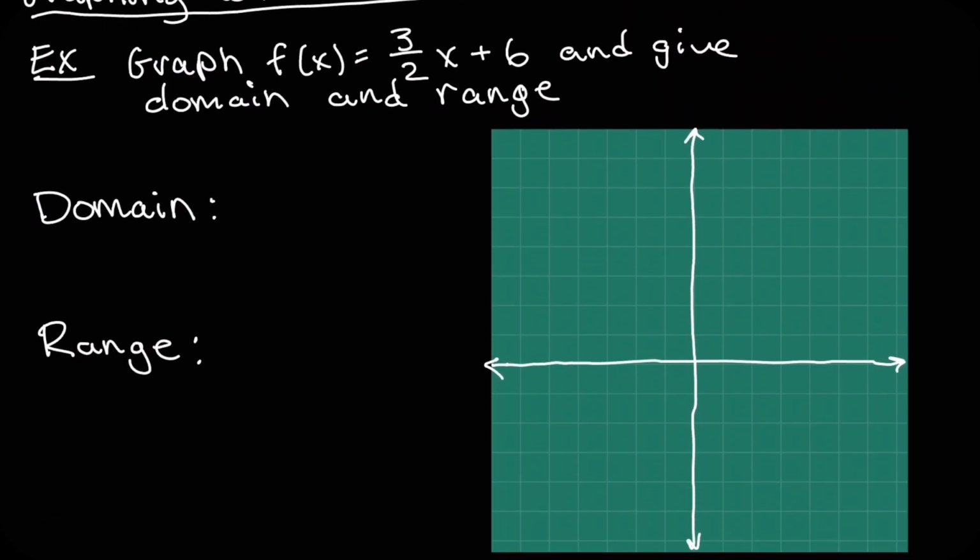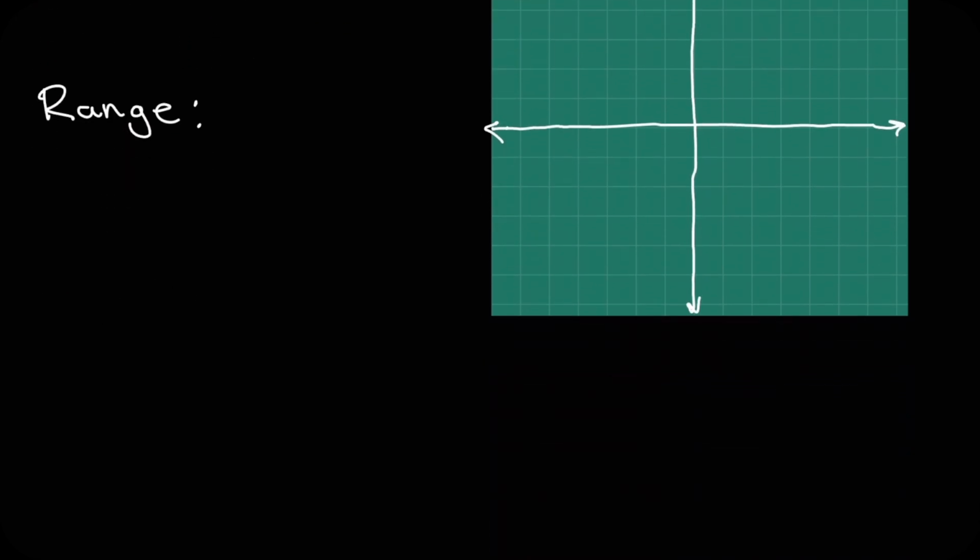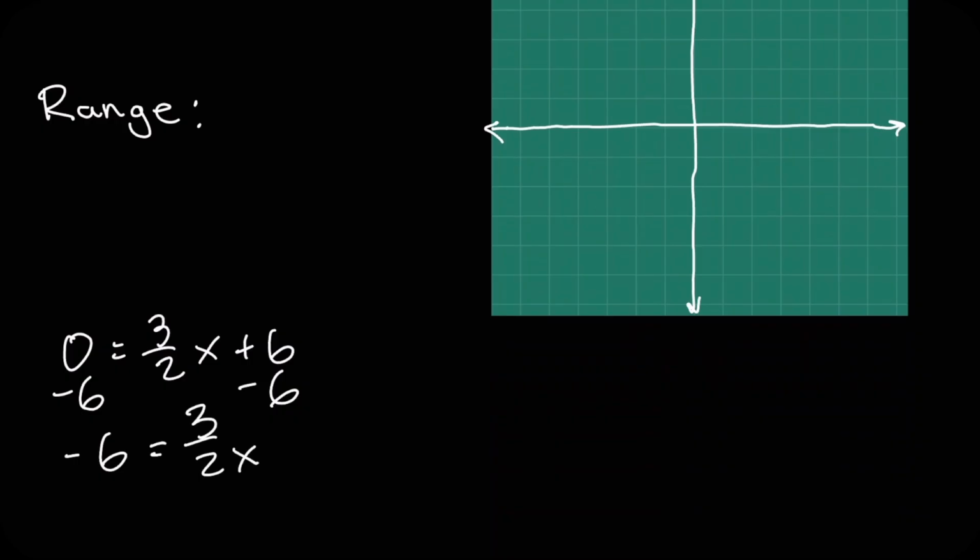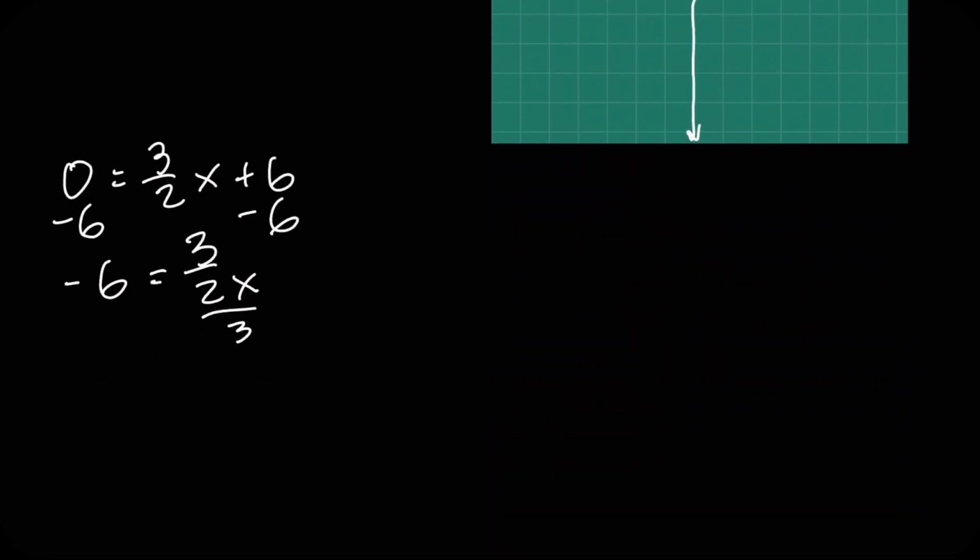So let's go ahead and do that, taking this equation right here, and we're going to have f of x equal to 0. So we'll be left with 0 is equal to 3/2 x plus 6, and go ahead and solve for x. So subtract your 6, and you're left with -6 is equal to 3/2 x, and you can divide by 3/2 now. So dividing by 3/2, you will be left with x is equal to -4. So x is equal to -4.